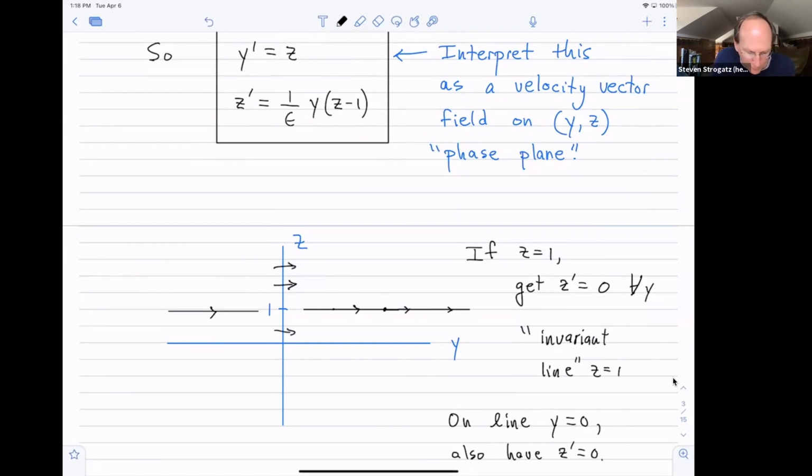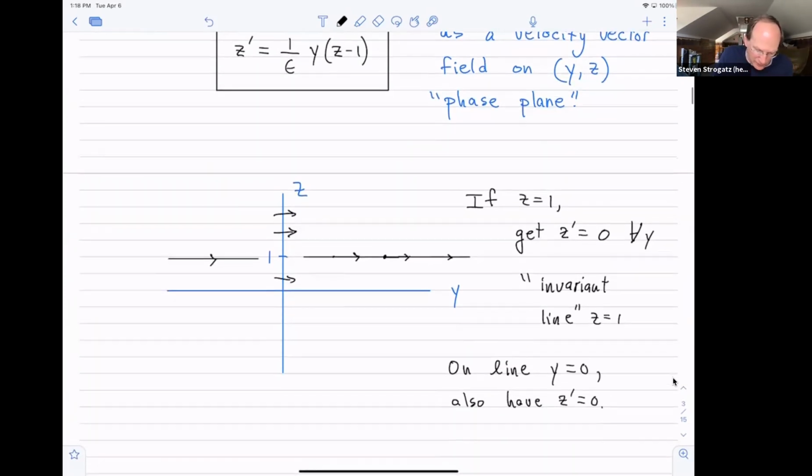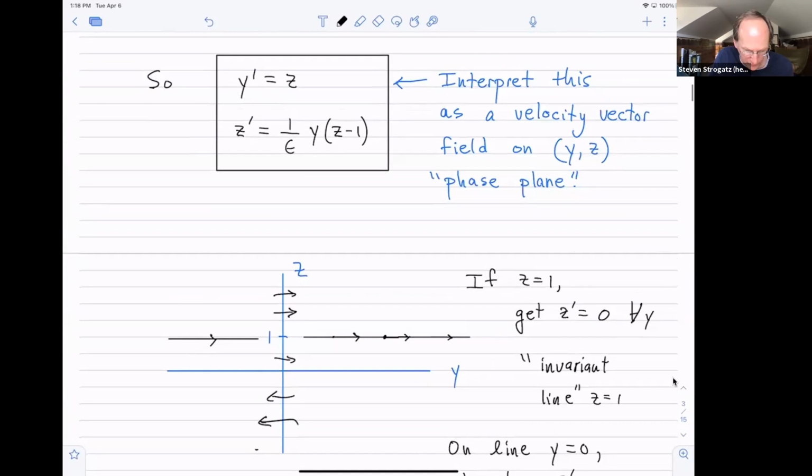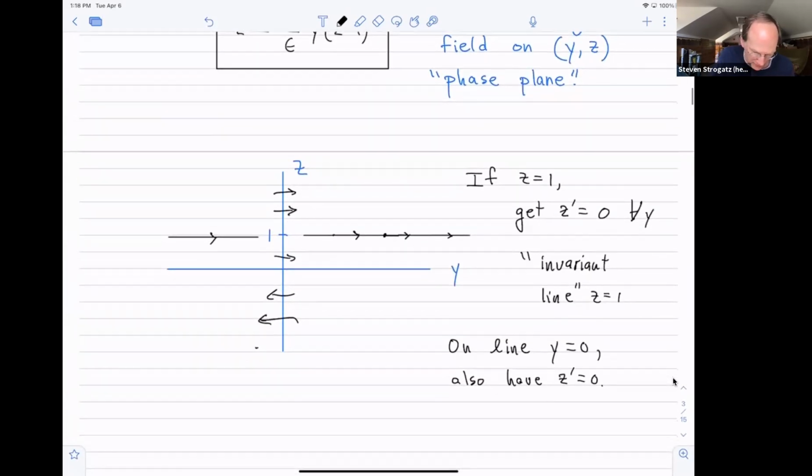Actually, though, y prime becomes negative when z is negative. So down here, we would go this way horizontally. Am I doing that right? I think so. And y prime is proportional to z itself, so they get longer. Okay, so there's some information.